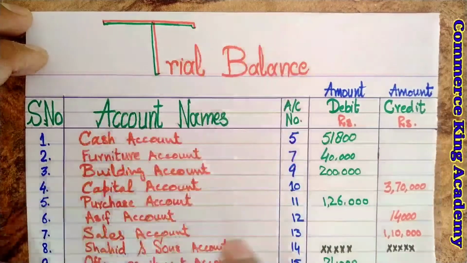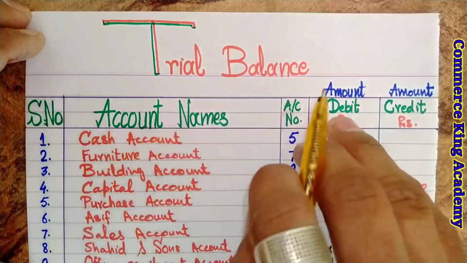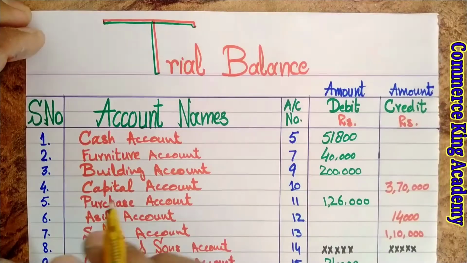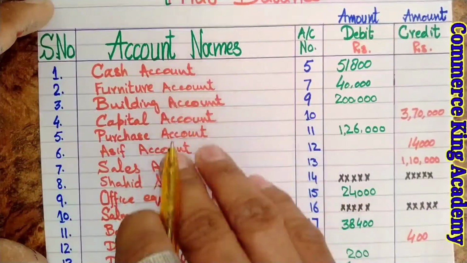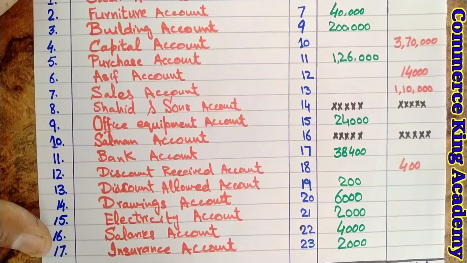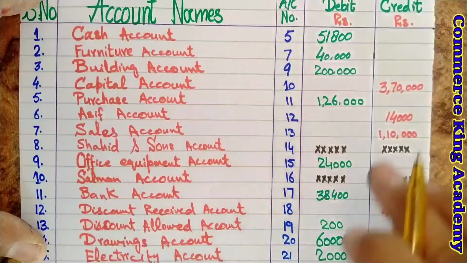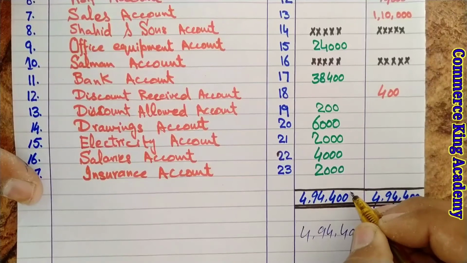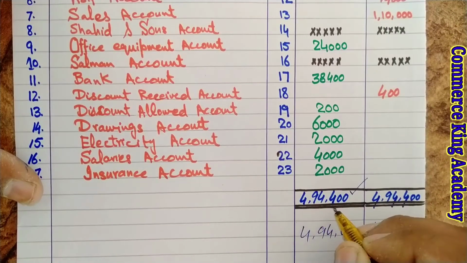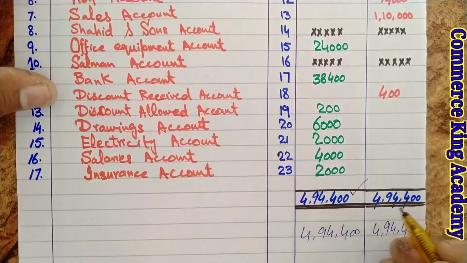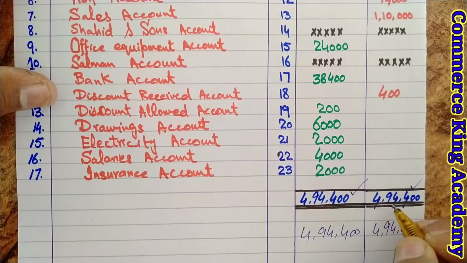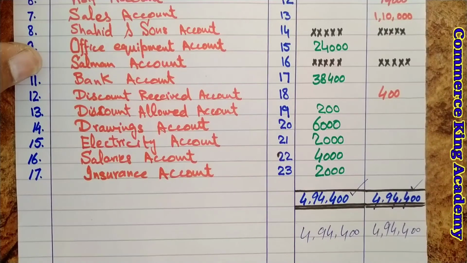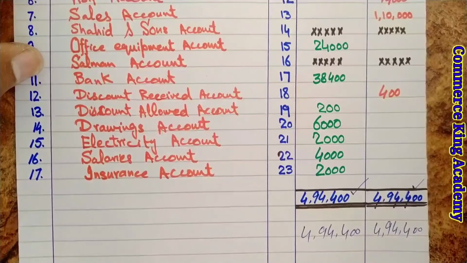This is the format or structure of the trial balance: serial number, account names, account numbers or ledger folio numbers, debit amount columns in rupees and credit columns in rupees. These are the serial numbers and account names of the ledger accounts we have done. These are their account numbers and these are the debit amounts and credit amounts. Ultimately we have totals in both debit and credit, 494 and 400 rupees. As here you can see, 494 and 400 rupees. Both are equal, hence this proves our calculations, journal account and ledger account are correct.